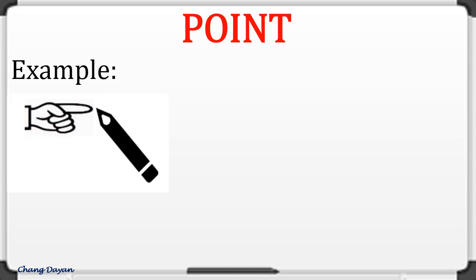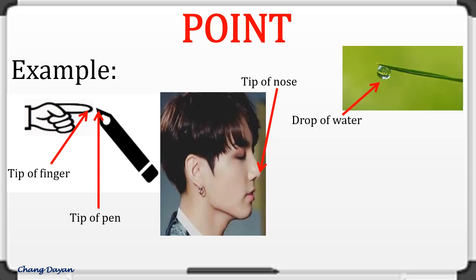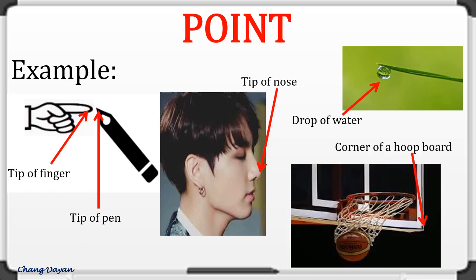Say for example, we have this one. This is the tip of finger, and this one is the tip of pen. They are representing a point. And also the tip of nose. And this one, drop of water, and also the corner of a hoop board.